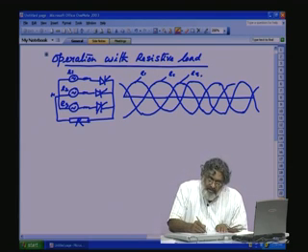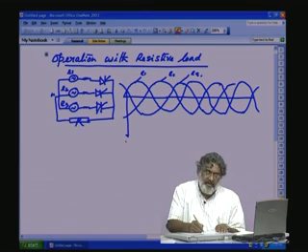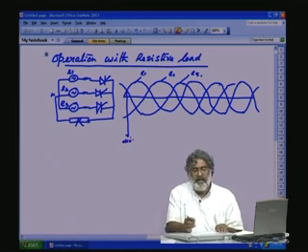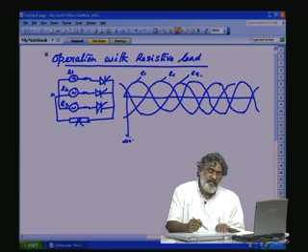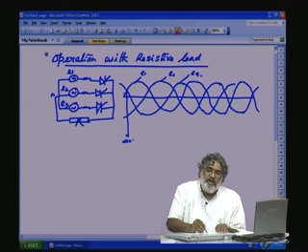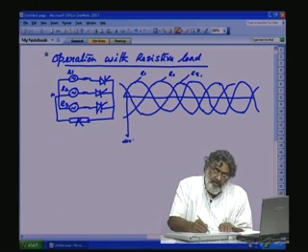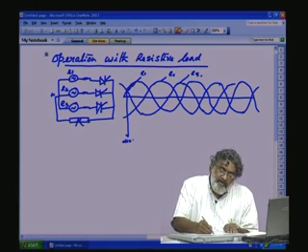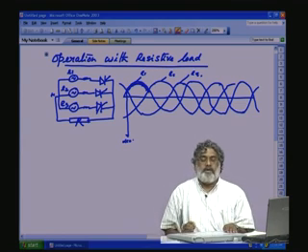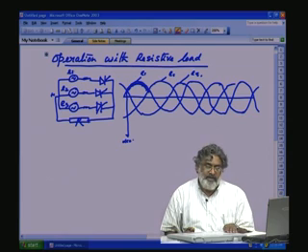Now, last time we told that the firing angle starts from here, alpha is equal to 0 here, and there are 3 devices. So, each device will be conducting for 120 degree. So, alpha is equal to 0, this is the envelope, that is the E1 envelope coming across the load when alpha is equal to 0.